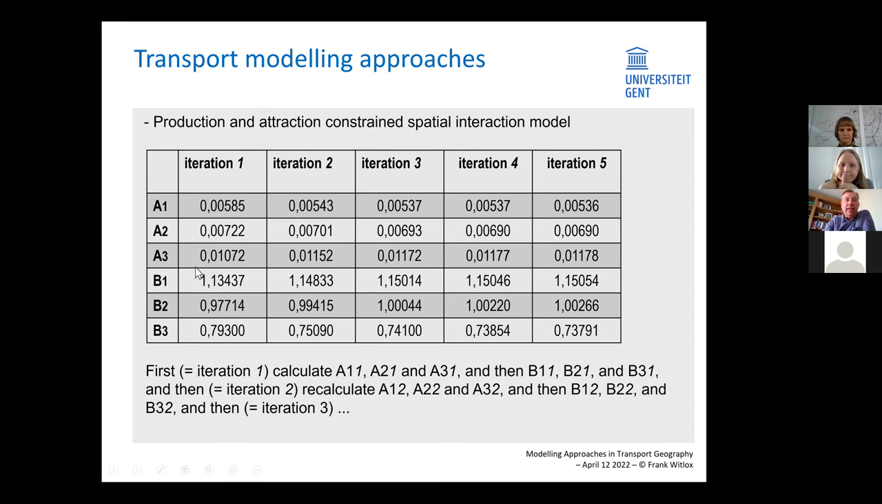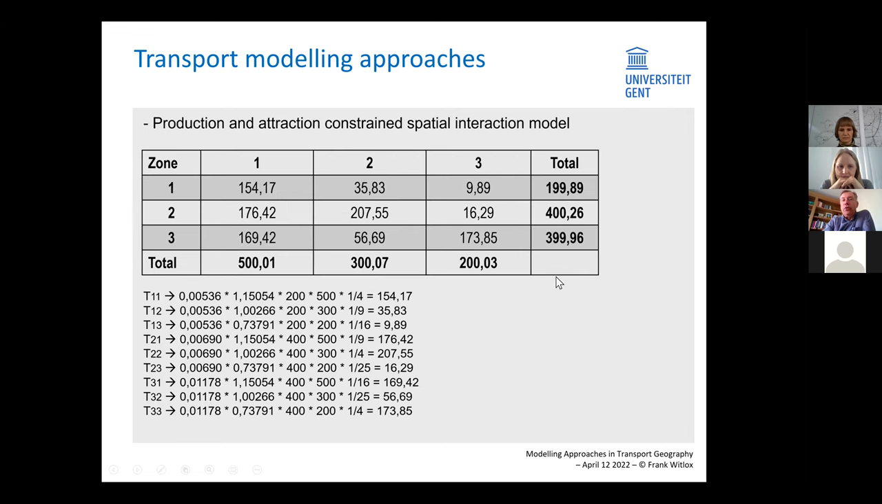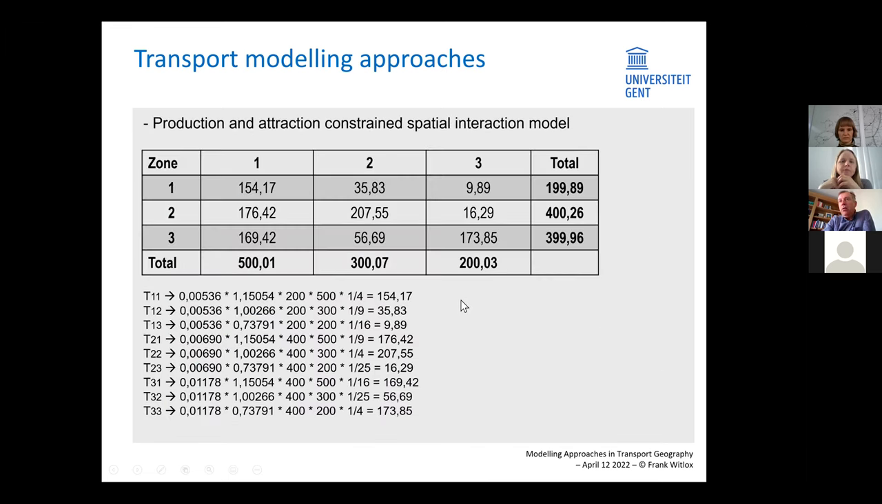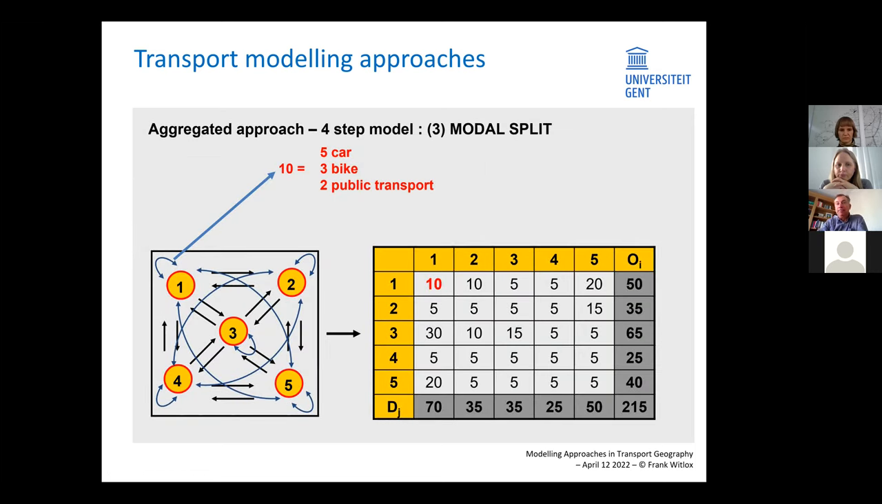So we start with A's, and then we leave B as is. Then we substitute the B's and do it again for the A's, et cetera, et cetera. After a certain number of iterations, you will see that the numbers will no longer change, and this is then the final result. So an easy way of applying a spatial interaction model, with as an end result that we can fill in the matrix here in terms of the number of trips being made.